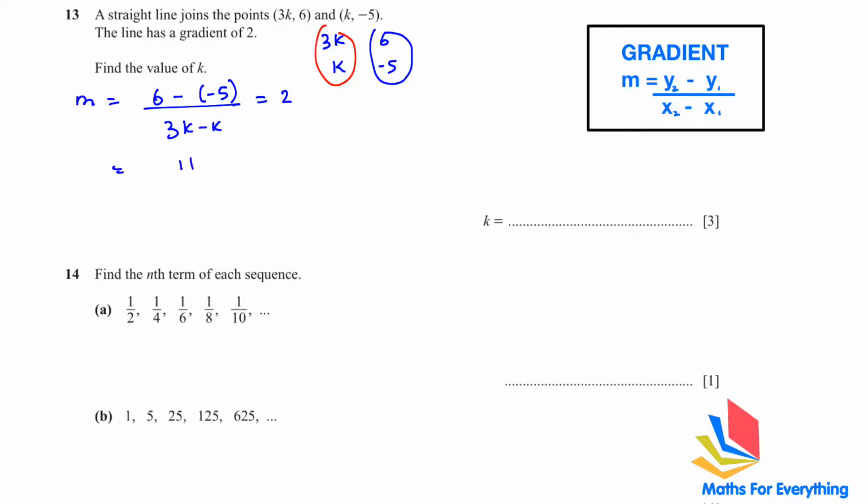You will get 11 over 2k is equal to 2. To find k, we cross multiply. 11 is equal to 2 multiplied by 2k, 4k. This 4 we bring to the other side. So 11 over 4 is k. 11 over 4, that will give us k is equal to 2.75.